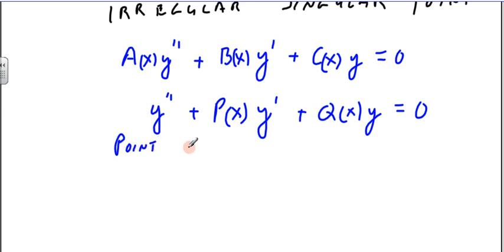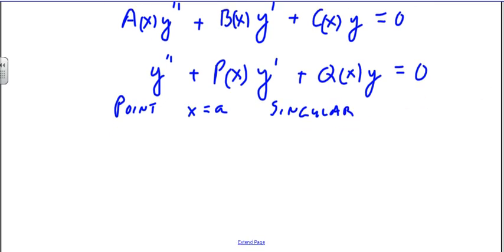and we're going to look at the point x is equal to a, at some point x equal to a that happens to be singular. So it happens to be singular, which means I'm dividing by 0. Another way to say that. And now the issue is, is the point a regular singular point or an irregular singular point?